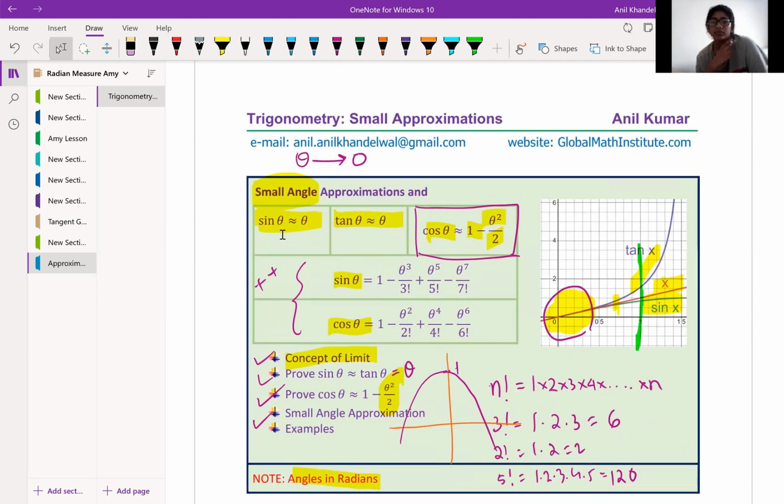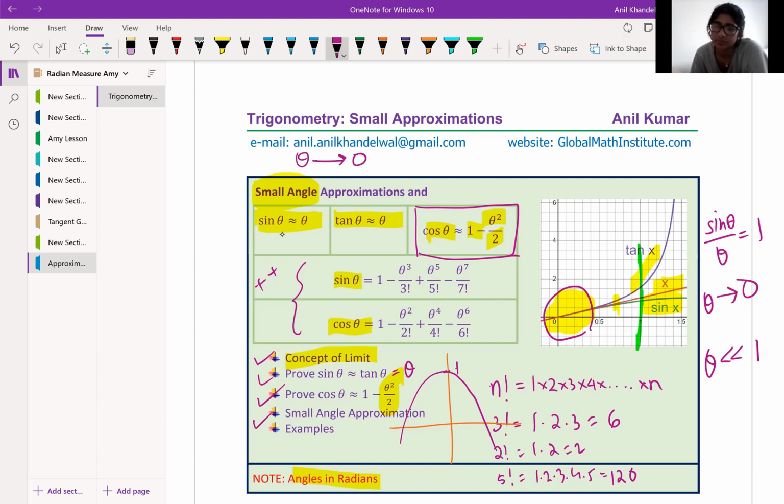So sine theta is equal to theta when theta is very small. You could see that if I actually calculate the value of sine theta over theta, the whole idea is that the value of sine theta over theta equals 1 when theta approaches 0. That is what we say when theta is very, very small as compared to 1. This is the base. Right.